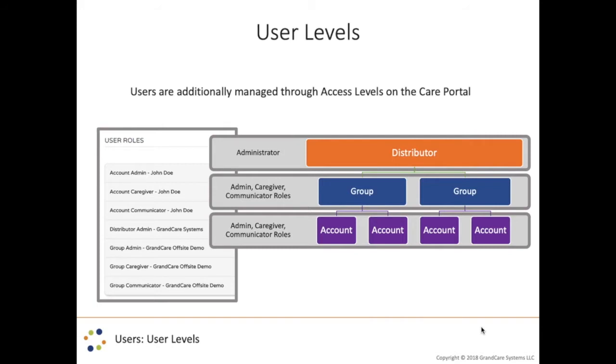So here's another way to look at this too, because not only are there user roles, admins and caregivers and communicators, but there are also user levels. For example, an account is a level, a group is a level, and a distributor is a level. Now here's what those mean. If you are an account caregiver, it means that you have the caregiving role at that account level for an account. Alternately, you might have a group caregiver role, which means that you have the caregiver role for all GrandCare systems in that group.